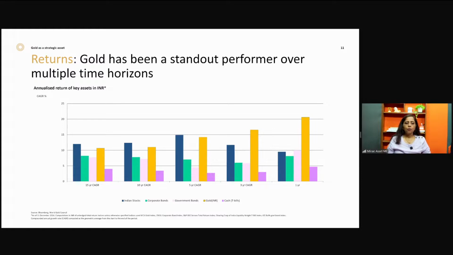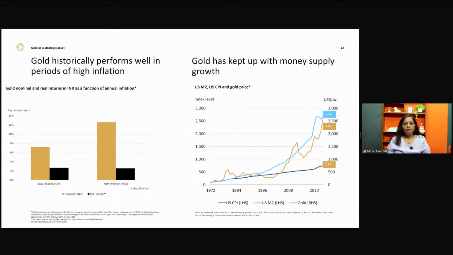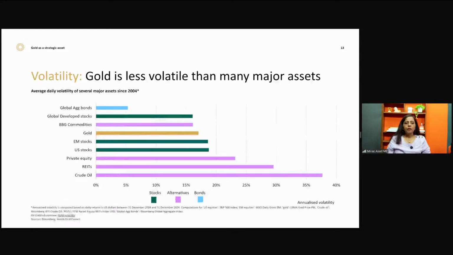We've done an analysis over 1 to 15 years, and we've looked at Indian stocks, corporate bonds, government bonds, and other asset classes. And we've seen that gold actually does well, giving on an average returns anywhere in the range of 8 to 12%. If you look at periods of high inflation, again, gold stands out. And if you look at the CPI inflation, which is a better measure of how inflation actually keeps up with money supply growth, we've seen that gold performs well even in periods of low inflation.